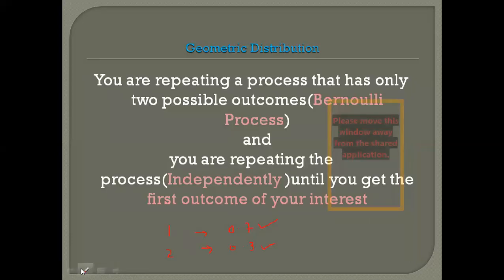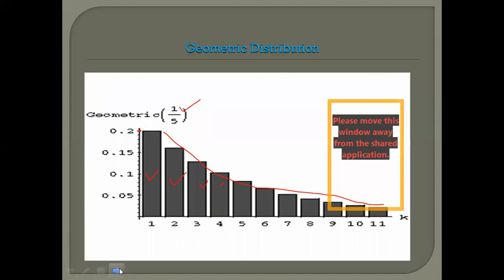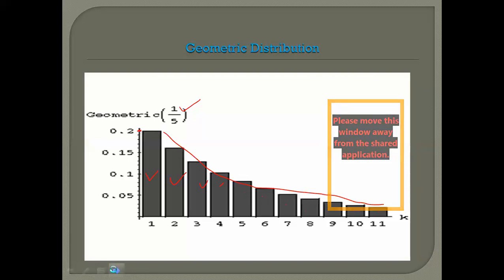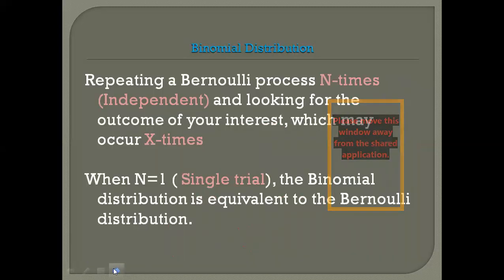So this is a geometric distribution. We are repeatedly performing a Bernoulli process. One more important aspect with these is that each of your processes should be independent of the previous one, right? So each trial, or each repetition or iteration, should be independent of the previous iteration. Okay.